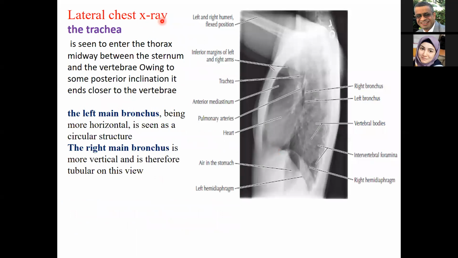Lateral chest X-ray. The trachea is seen to enter the thorax midway between the sternum and the vertebrae. Owing to some posterior inclination, its end is closer to the vertebrae. The left main bronchus, being more horizontal, is seen as a circular structure. The right main bronchus is more vertical and is therefore tubular on this view. This is the trachea, this is the right bronchus and the left bronchus.